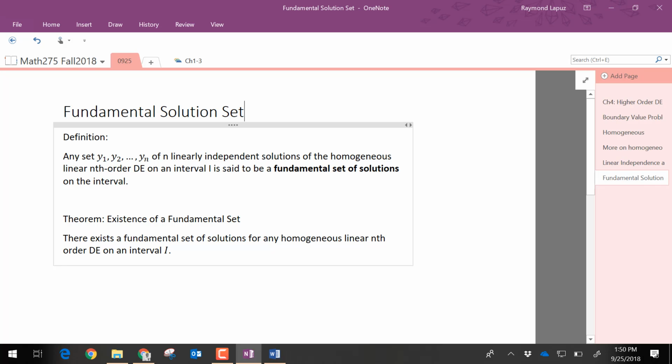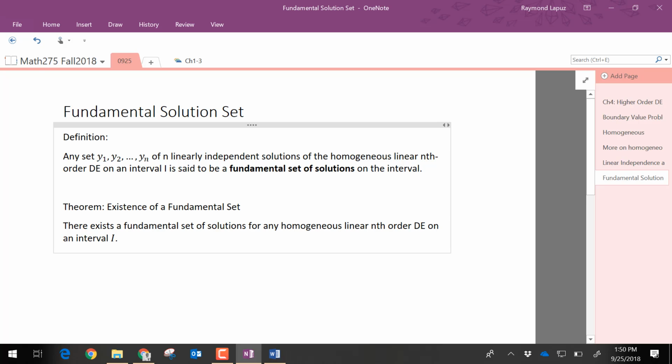And then here they talk about the existence of a fundamental set. There exists a fundamental set of solutions for any homogeneous linear nth order differential equation on some interval I. And so what we can do is string up, by string up I mean write it as a linear combination. We can write these functions as one big linear combination, and then that's going to be your general solution. But they have to be linearly independent.